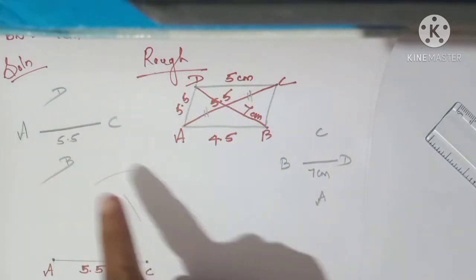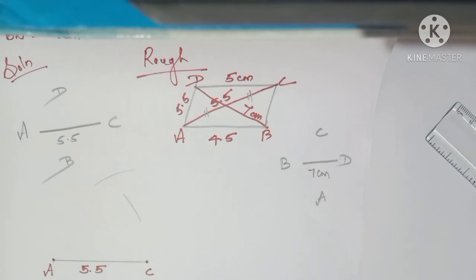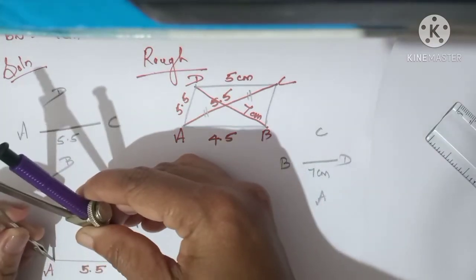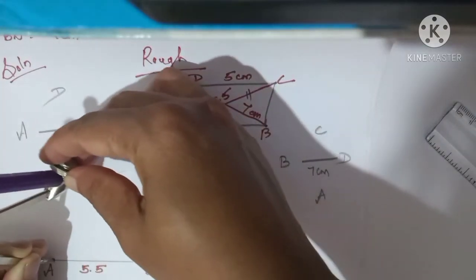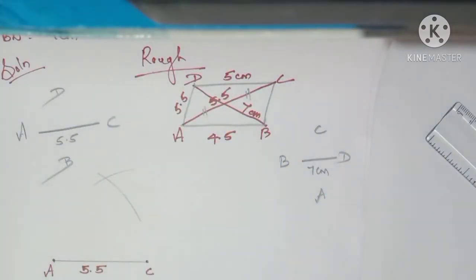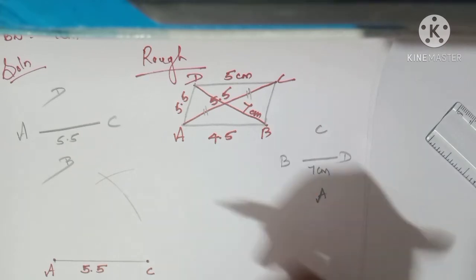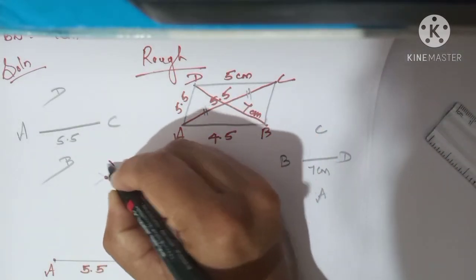So look at here, these two arcs did not meet, right? So you will think how we will make a point D. Just don't worry. AD, what is the measurement? 5.5 centimeter, right? Extend this arc till they meet. So now we got the point D.